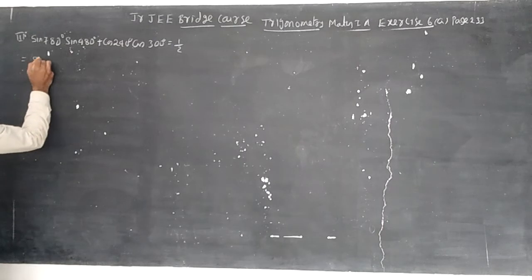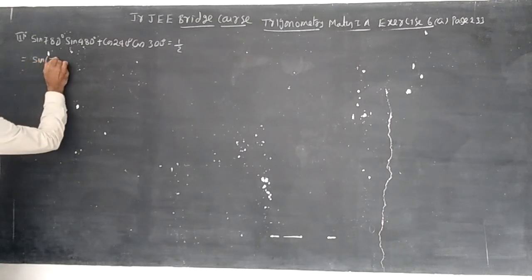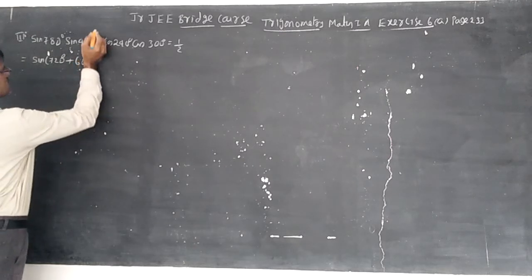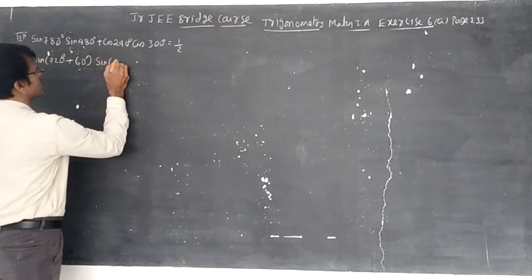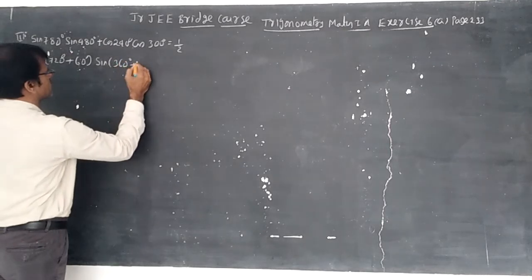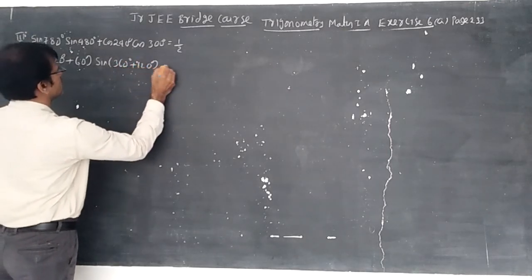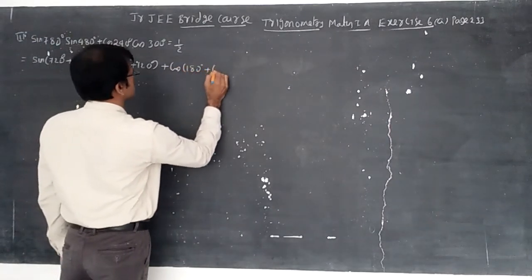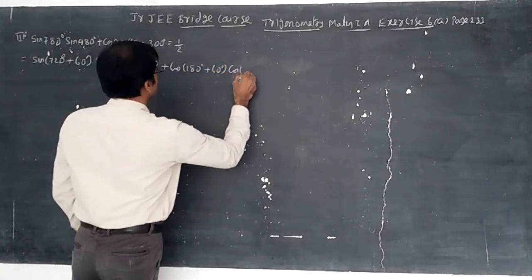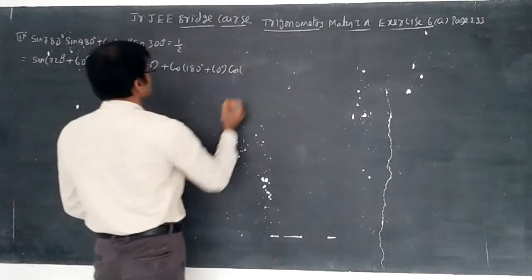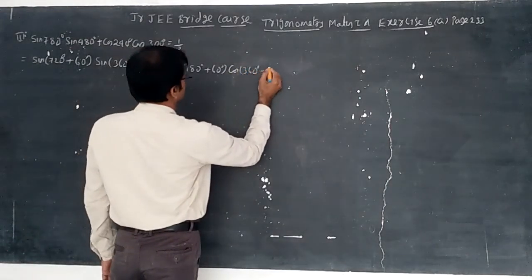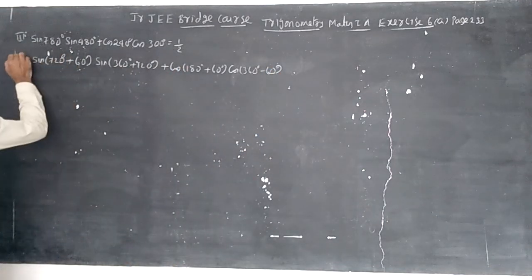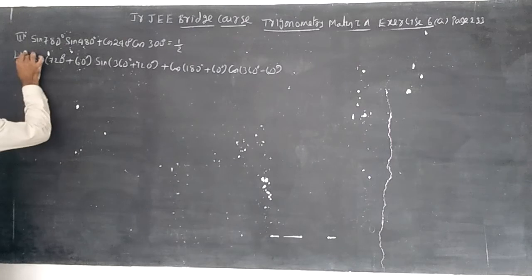The unknown values can be converted from known values. So it is sin of 720 plus 60 into sin of 360 plus 120, plus cos of 180 plus 60 into cos of 360 minus 60. This is the LHS converted using allied angles.